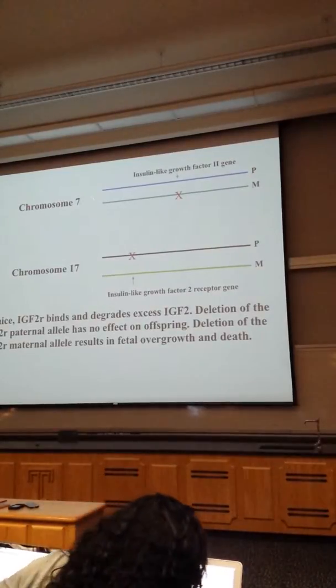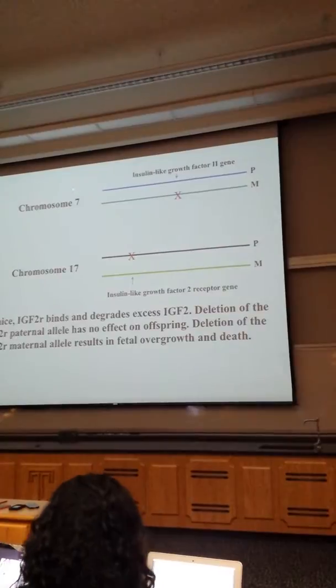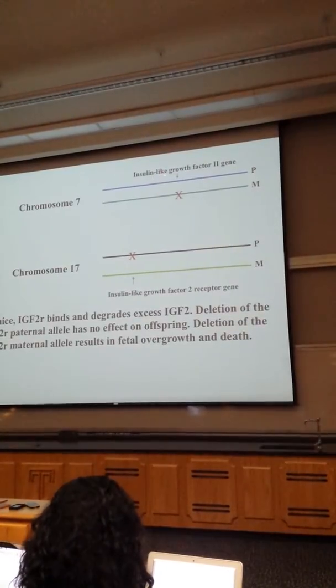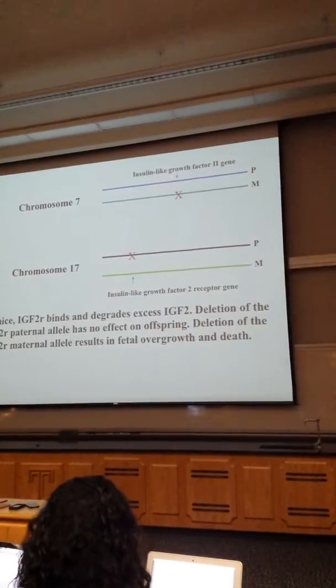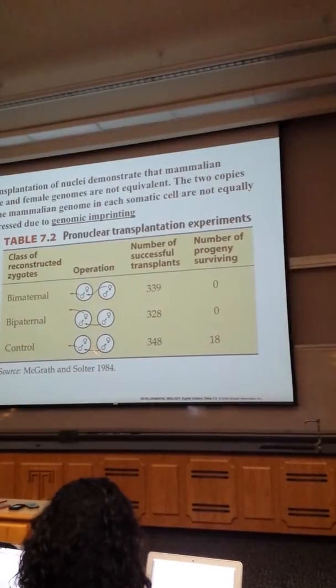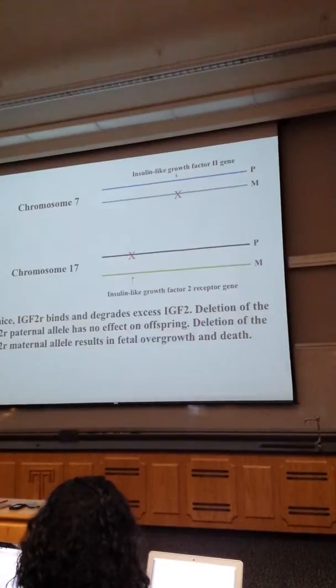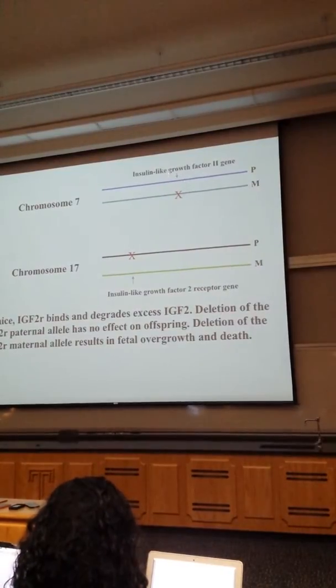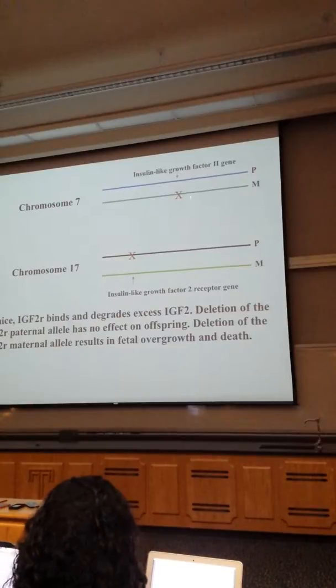And it was found that on mouse chromosome 7, the insulin-like growth factor gene was only expressed from the paternally derived allele. The maternally derived allele was not expressed at all. So this is one of the examples from early experiments showing that the genomes aren't equal. One of the genes that is not expressed equally is insulin-like growth factor 2. It's only expressed from the paternally derived allele, not from the maternally derived allele.